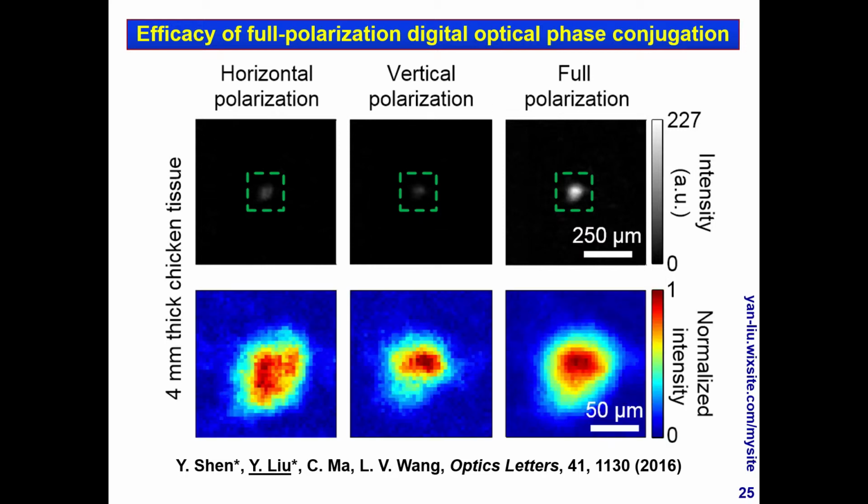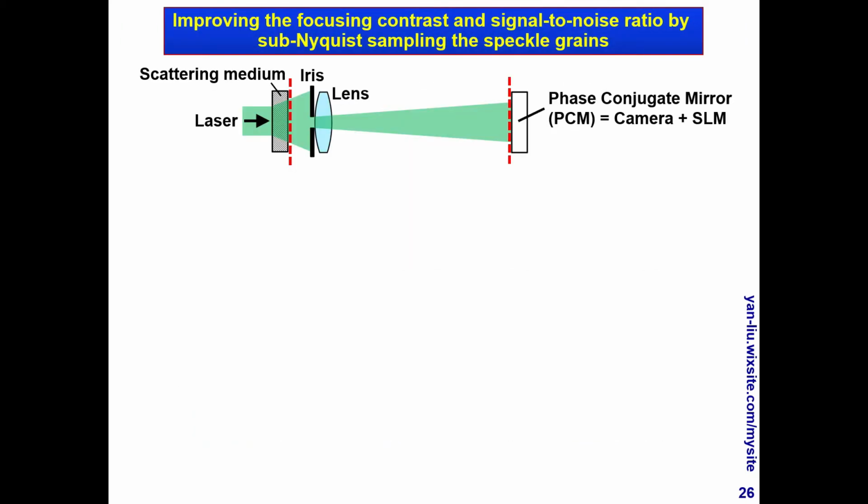Here is a close-up of the regions denoted by the boxes in the first row. Among all the 3 foci, the focus achieved by full polarization optical phase conjugation has a nearly circular shape that more closely resembles the shape of the input focus. So we also improve the phase conjugation fidelity because we use more information of the scattered light.